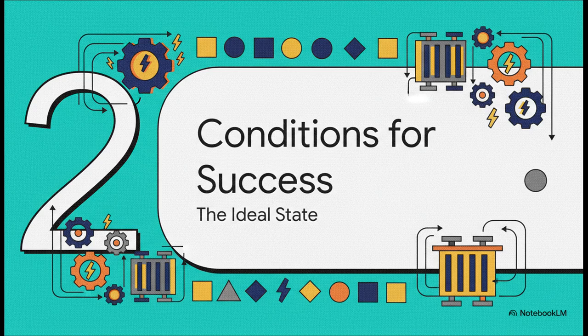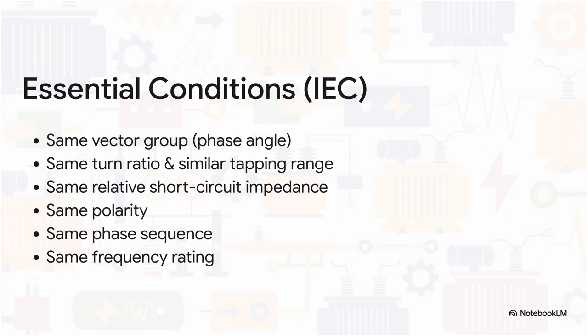So what does that perfect coordination actually look like in practice? Well, there's a pretty strict set of conditions that have to be met if you want to achieve that ideal state we're all aiming for in a design. The IEC 60076-8 standard basically gives us a non-negotiable checklist. You have to have the same vector group. That's to prevent massive, dangerous phase differences. You need identical turn ratios for equal voltage output. Matched impedance, that is absolutely crucial for making sure the load is shared properly. And of course, polarity, phase sequence, and frequency all have to be in lockstep. Getting even one of these wrong is going to introduce some serious headaches.